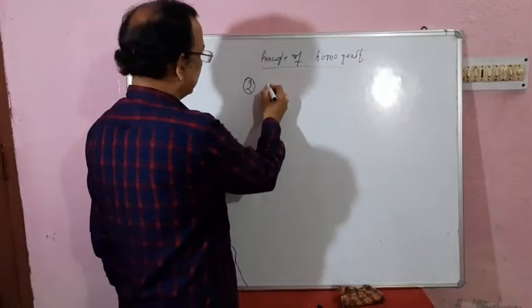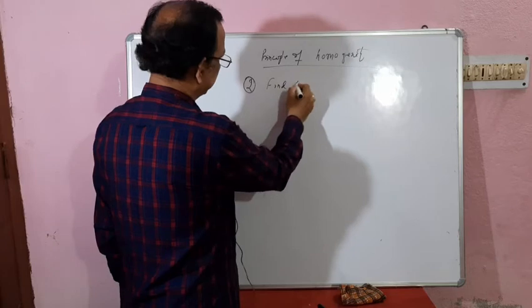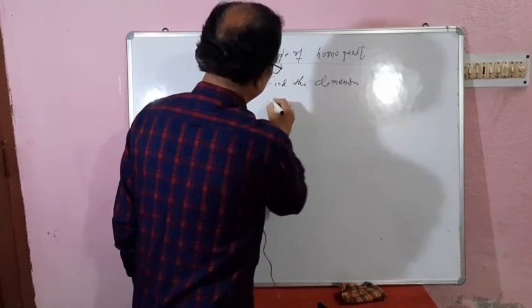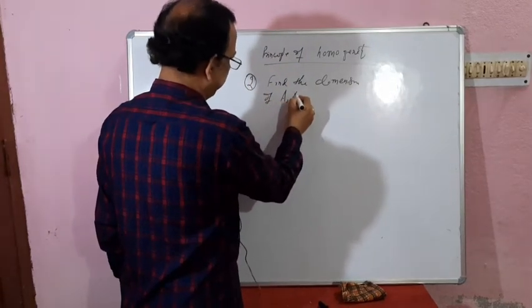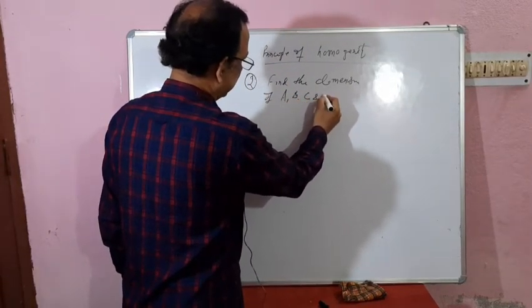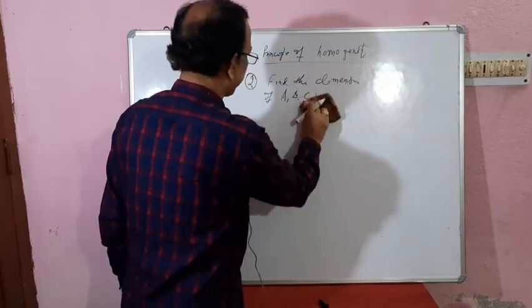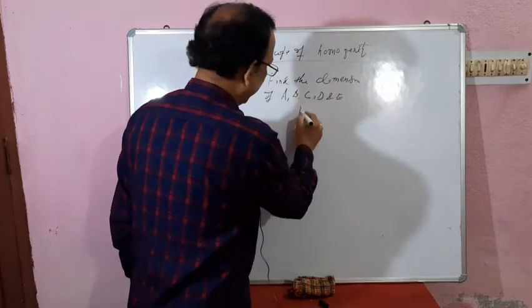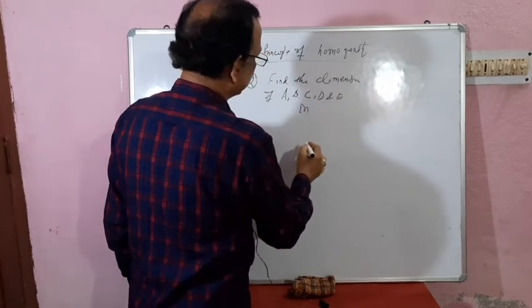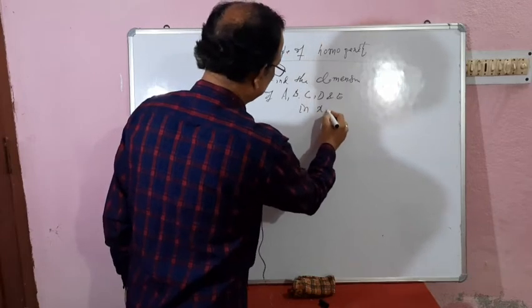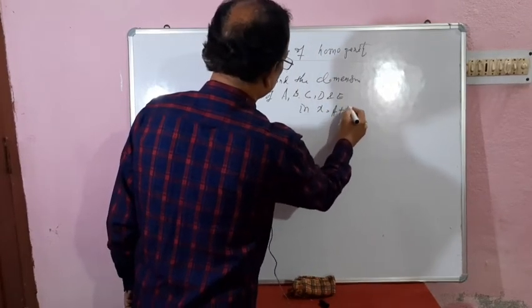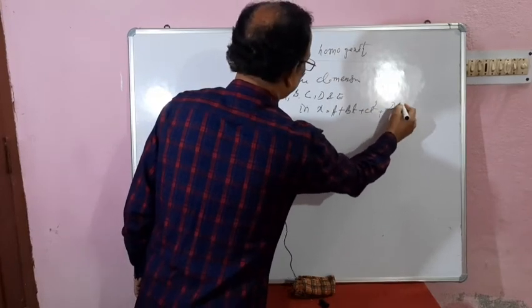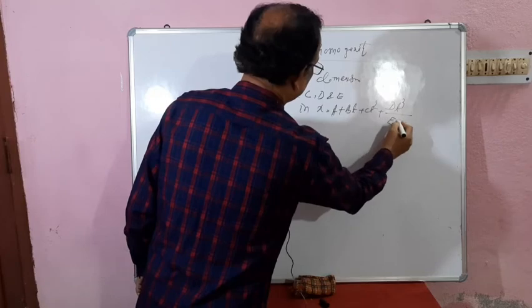Second example: find the dimension of A, B, C, D, and E in the equation x is equal to A plus Bt plus Ct square plus Dt cube by E plus t.